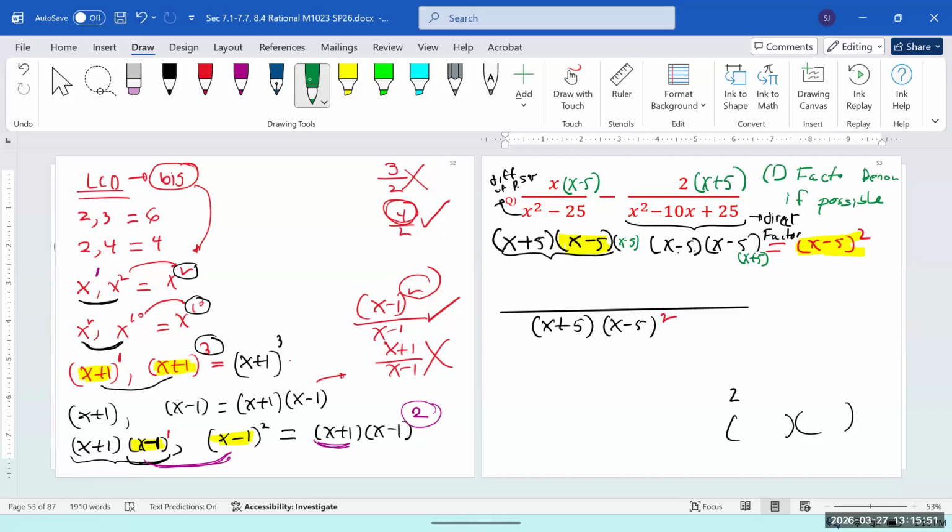And now we are happy. We have x plus 5, x minus 5, 2 of them. So both denominators have the same thing. We ignored them. We write it once. And what do we do with the numerators?